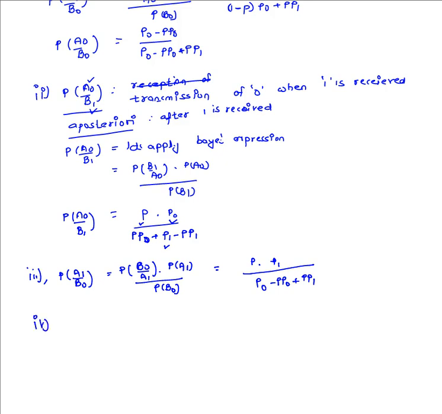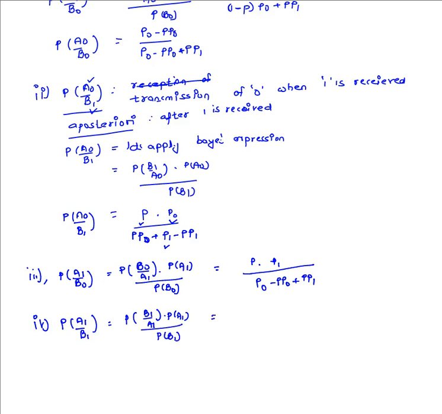Similarly, the a posteriori probability is P of A1 divided by B1. Let me define P of A1 divided by B1. It is a conditional probability that gives the probability of transmission of 1 given 1 is received. This is a posteriori because this probability is being calculated after reception of 1. That means it is calculated after the event has happened, and using the Bayes theorem we can write it as P of A1 divided by B1 as P of B1 divided by A1 into P of A1, whole divided by P of B1.